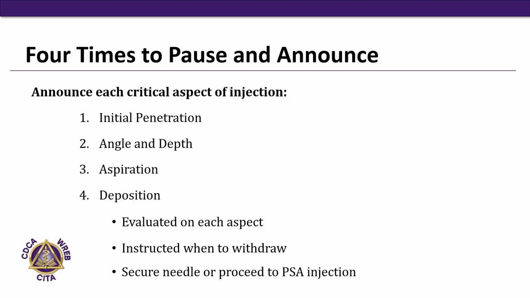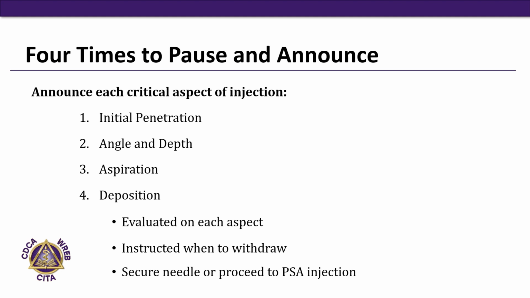Once you have been instructed to proceed, announce when aspirating and whether the aspiration is negative or positive. Pause to allow examiners to view the cartridge. The examiners may ask you to re-aspirate if they were not able to fully view the aspiration. Proceed and announce when you begin to deposit anesthetic. The examiners will observe and evaluate the deposition rate. After they have observed the rate, you will be instructed to withdraw.